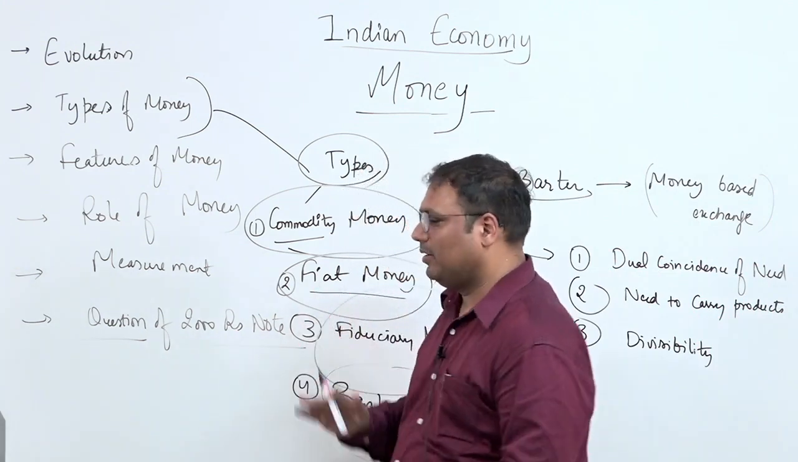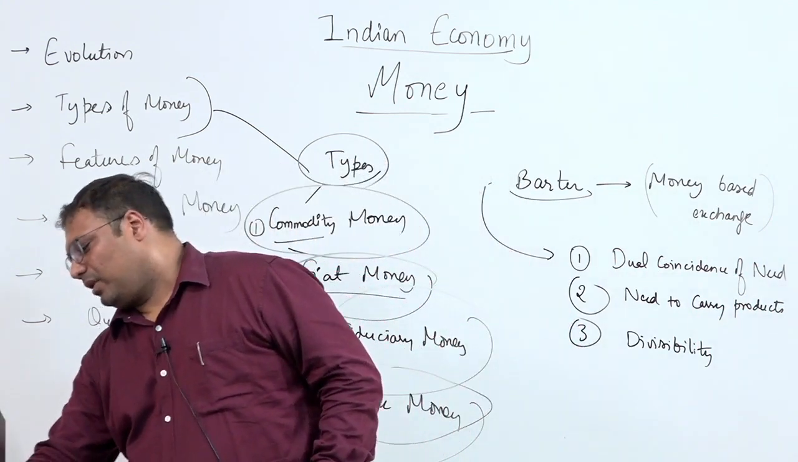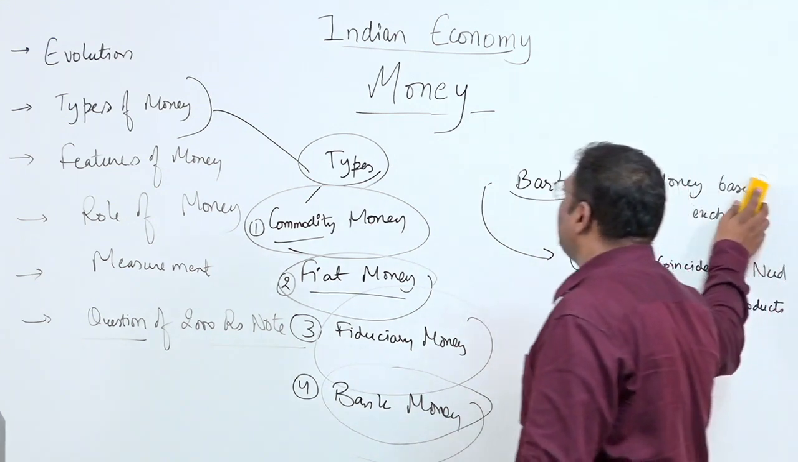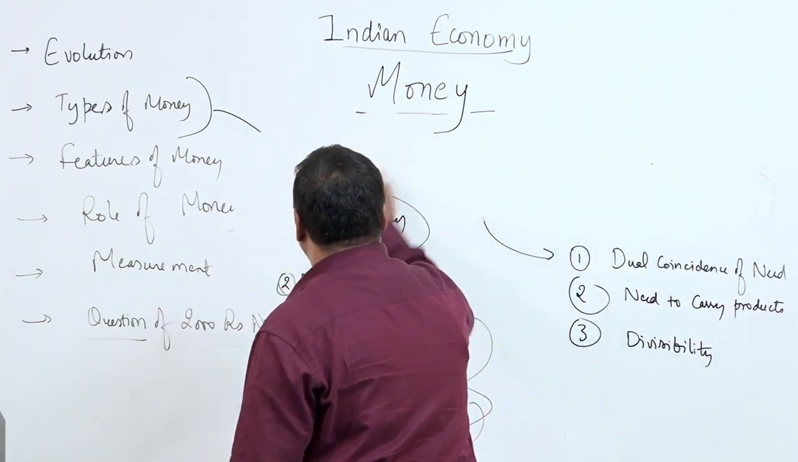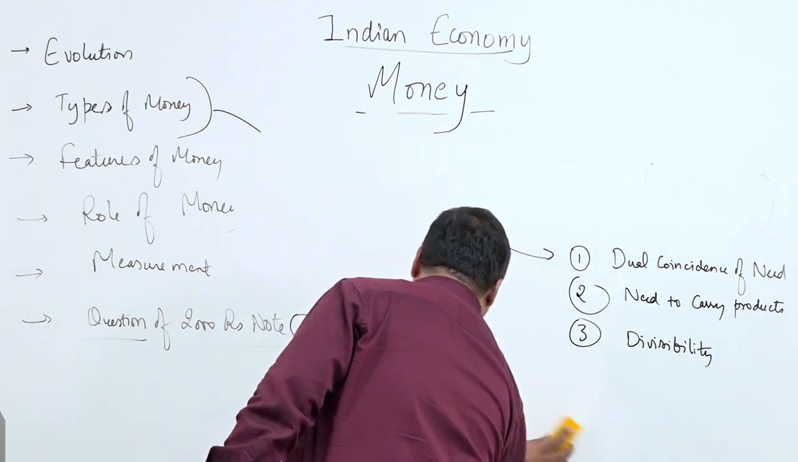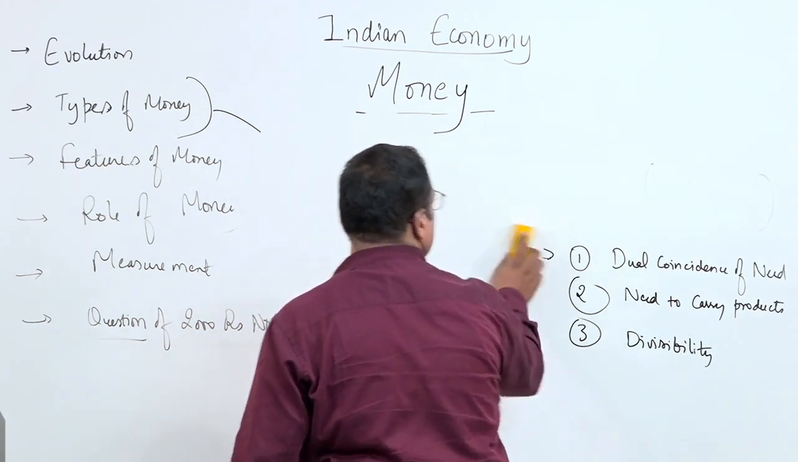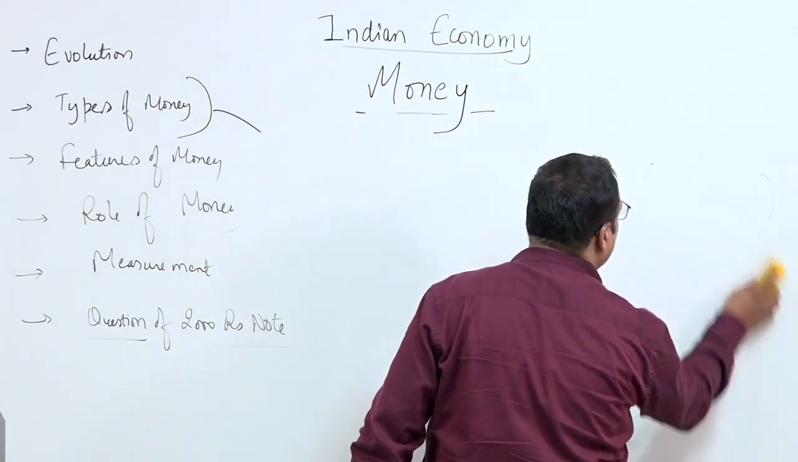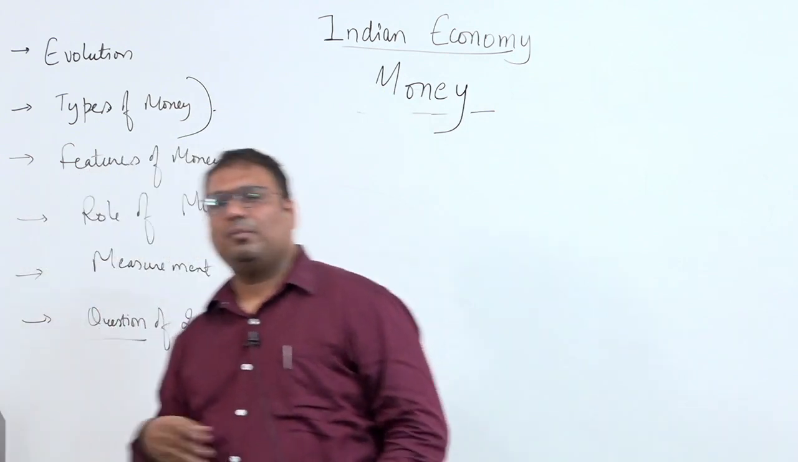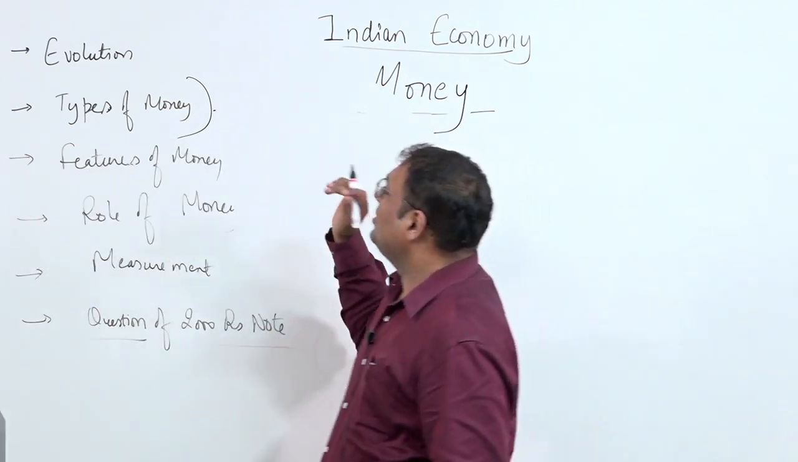Now let us move ahead. So far we have understood the evolution of money and the types of money. I hope you are writing this down. Some of it I will dictate also, but so far it is quite straightforward and objective and you can jot down as I'm explaining. Next is the features of money.